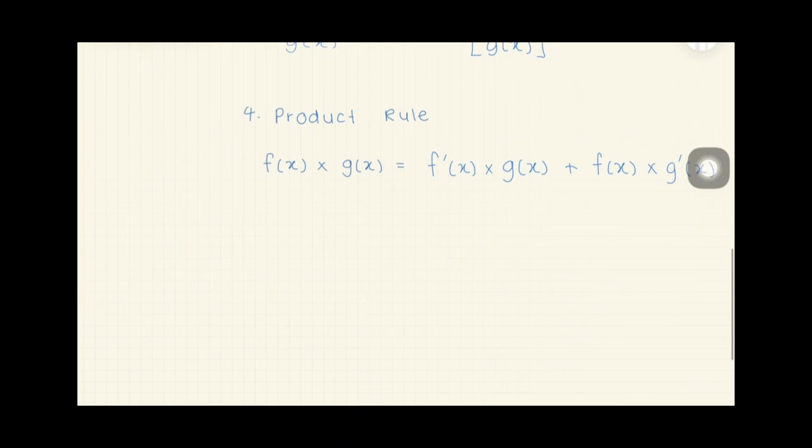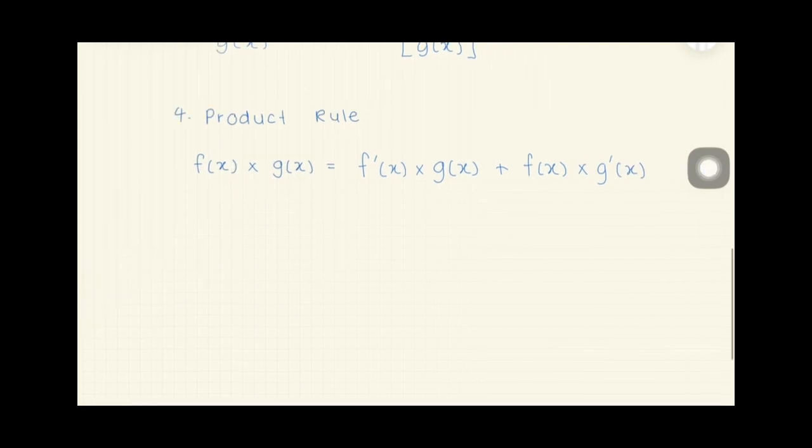Then we proceed to the product rule. The product rule is used when we have 2 functions that are multiplied. We use the derivative of the first function multiplied by the second function, plus the first function times the derivative of the second function.